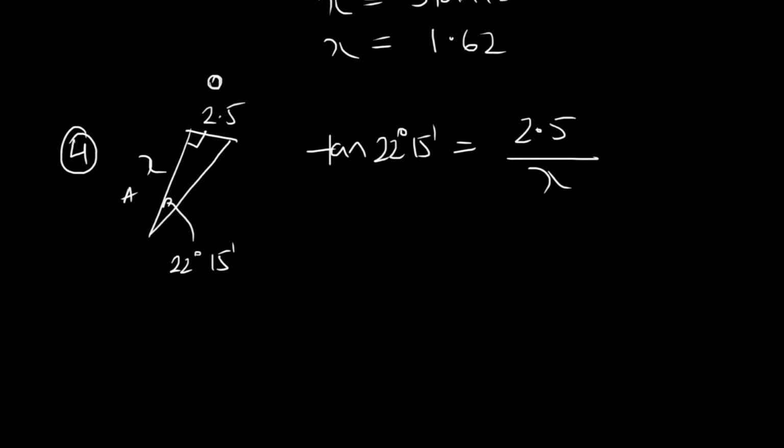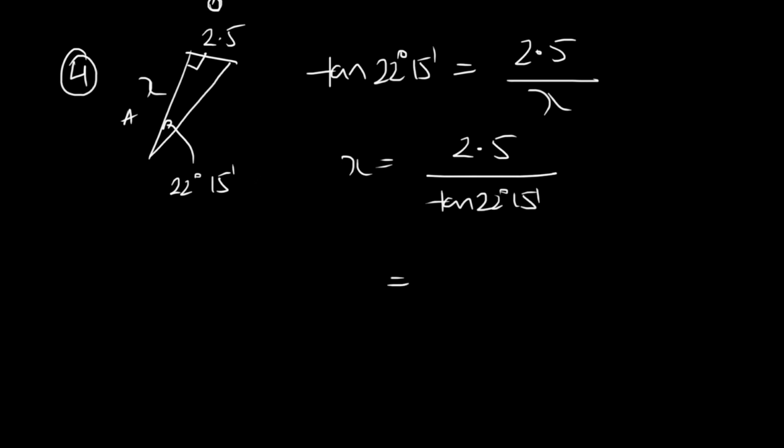So this time it's slightly different to the previous examples we've done. First of all, we have minutes now, and second of all, the examples that we've done so far have x on the top of the fraction. So this is a slightly different case where we have the unknown side on the bottom of the fraction, but it's no different. All it is that we need to apply some algebra, and we can solve it all the same. I can multiply the x across to the left-hand side, and I can bring the tan to the right-hand side. So I'll end up with x is equal to 2.5 over tan 22 degrees and 15 minutes.